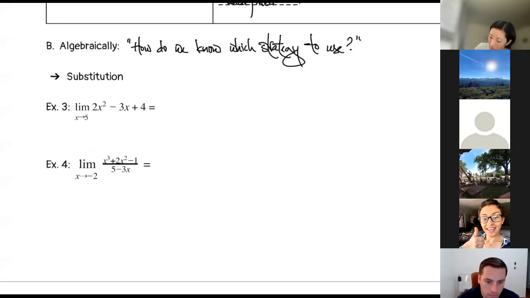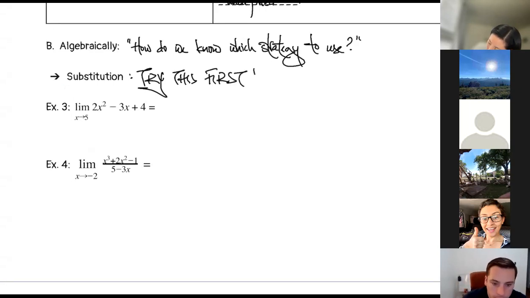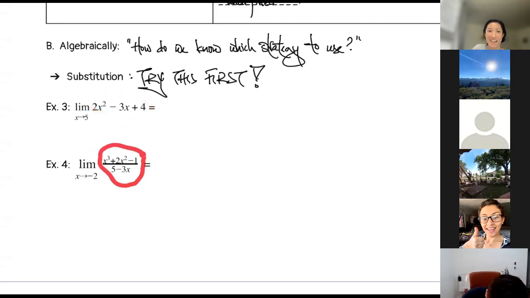Okay, first, I would always, always, always try this first. Okay, so substitution, try this first, right? I don't care how gross the function looks. Like, this isn't so bad, 2x squared minus 3x plus 4, but this one looks kind of gross. X cubed plus 2x squared minus 1 over 5 minus 3x, right? But a good sort of strategy, if you will, is when you're thinking about algebraic methods, try substituting first.